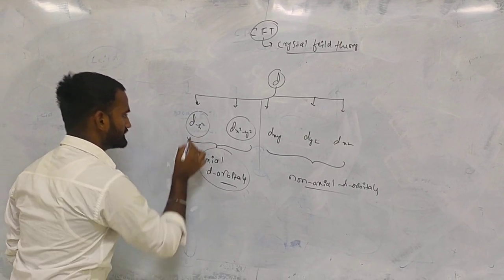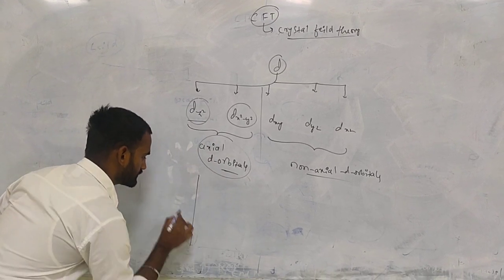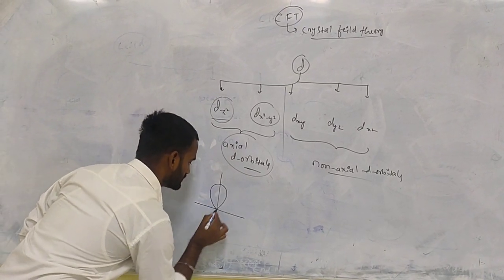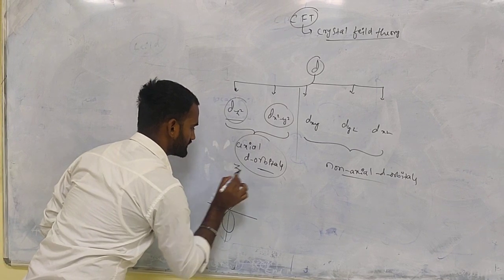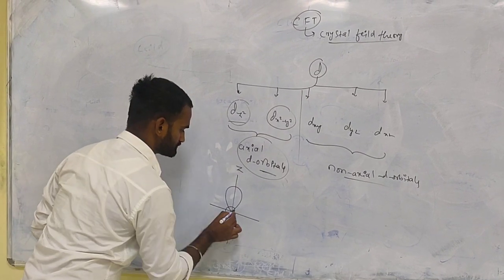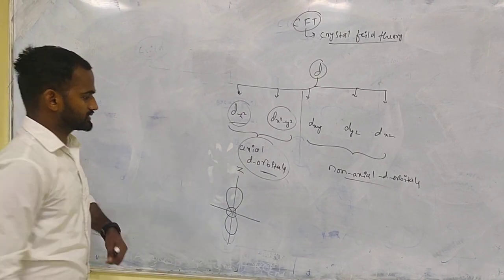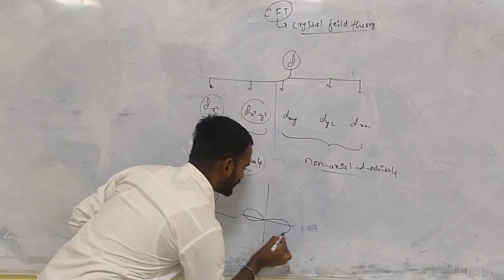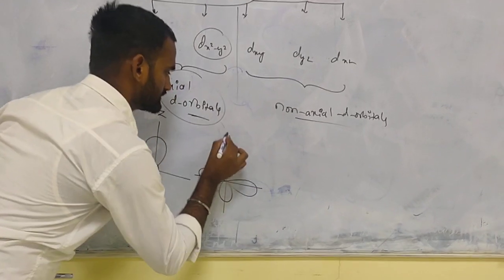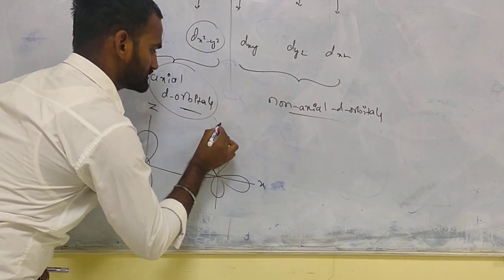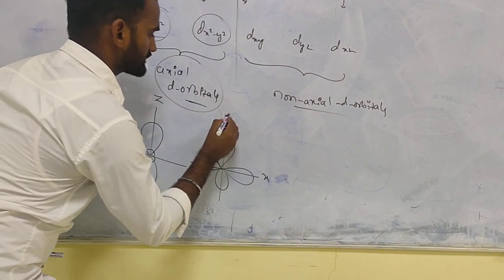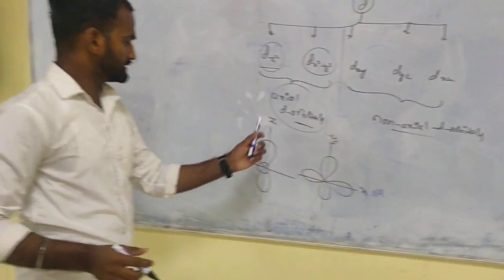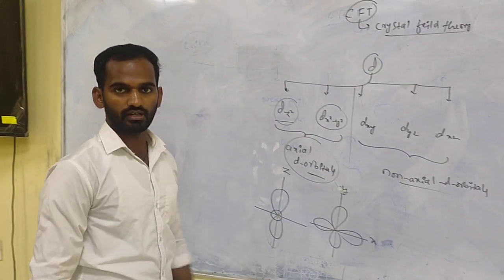First of all, I will draw dz square. Suppose this is the z axis. This is the dz square shape. Next, coming to dx square y square, it will look like this. Suppose this is the x axis and this is the y axis. This is the dz square and this is the dx square y square.